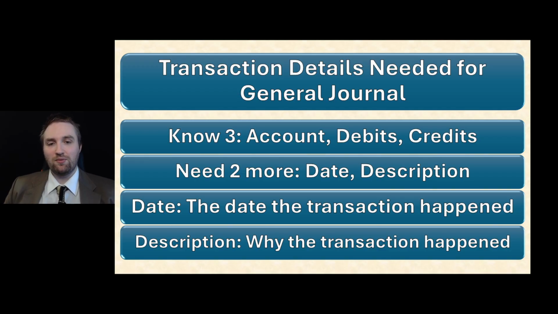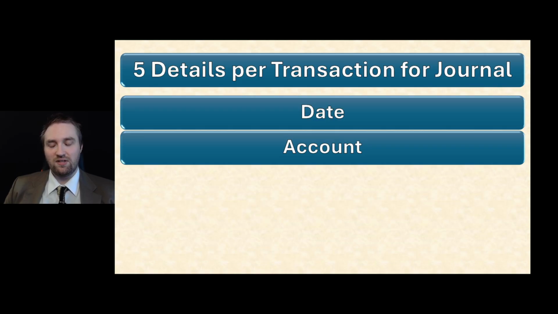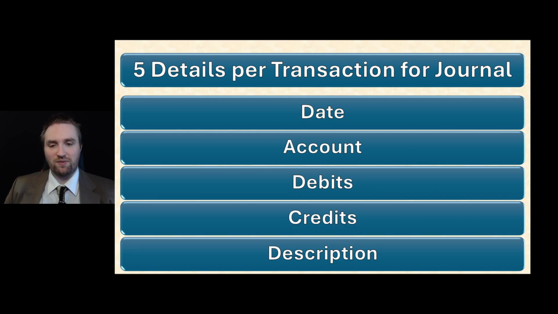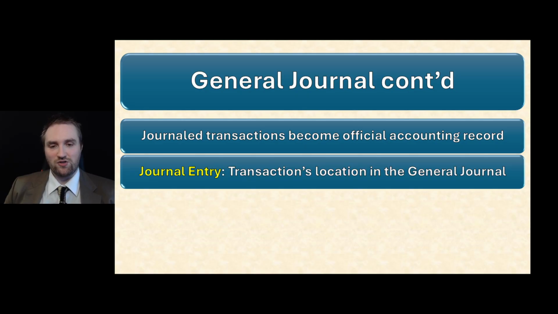So, in order to properly track how money flows through a business, we need to record transactions to the general journal. To properly journal a transaction, we need 5 details: the date, the account, the debits, the credits, and the description. It's worth noting that a 6th detail, called the journal reference number, is also used in accounting, but isn't universal in small businesses, so we'll stick to the 5 we just learned. All that said, once a transaction is journaled, it becomes a part of the official accounting records for the business, which will be used for taxes and other forms of legal compliance. Where a transaction is located in the general journal is referred to as its journal entry.